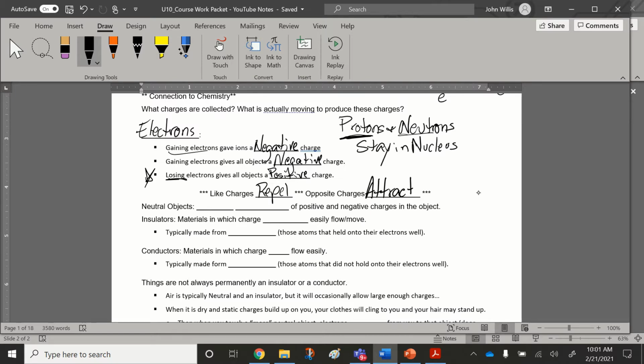Neutral objects are neutral because they have equal amounts of positive and negative charges, right? You're not going to have no positive and negative charges. That would mean you have no protons or electrons. You're all neutrons, and matter like that just simply can't exist in terms of life. Sure, we have neutron stars that are nothing but neutrons, but there's no life there that we know of. Anyways, equal amounts of positive and negative charges is what gives you a neutral object. That is a concept we're going to be using a lot, so make sure we have that.